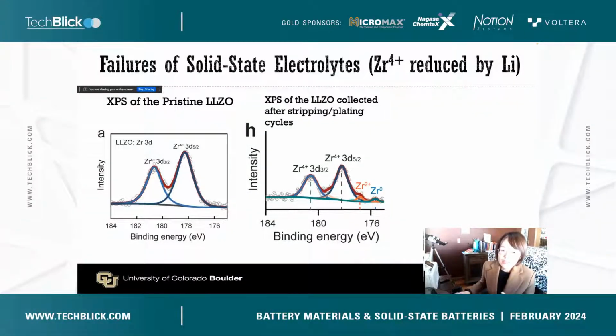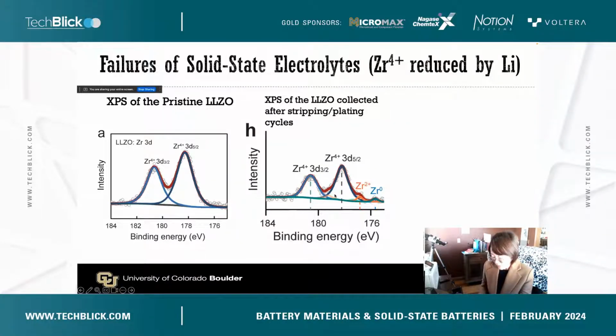It's very interesting. The LZO can actually self-reduce when it touches the lithium metal. After a couple of stripping and plating cycles, we do see zirconium 4+ change to 2+ and 0, which indicates this material has long-term instability. That's why the interfaces formed, either artificial interfaces or the solid electrolyte interface formed afterwards, are very important. It can passivate the surface of LZO or the surface of lithium, and protect the lithium from continuing to reduce the LZO.